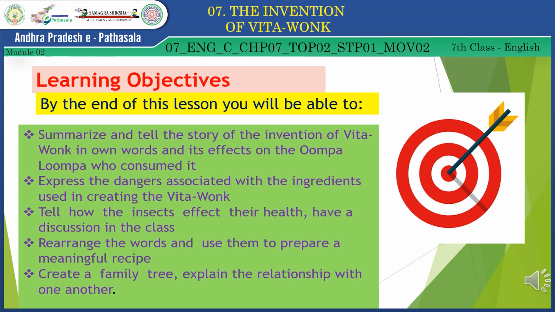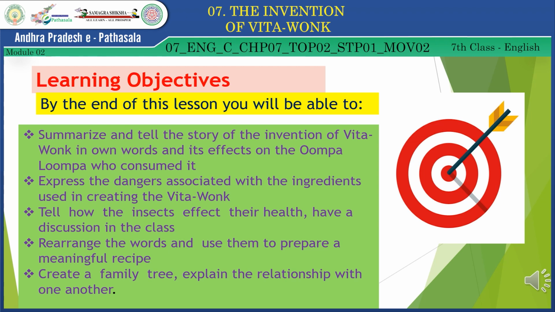By the end of this lesson, you will be able to summarize and tell the story of the invention of Vita-Wonk in your own words and its effects on the Oompa Loompas who consumed it. Express the dangers associated with the ingredients used in creating the Vita-Wonk. Tell how the insects affect their health. Have a discussion in the class.